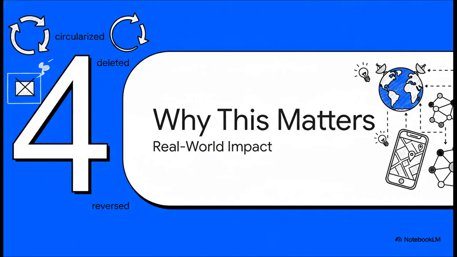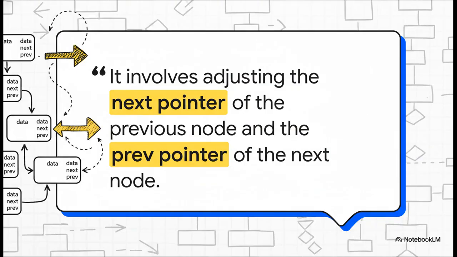So we've reversed lists, we've deleted from them, we've made them into circles. But why? Why does mastering these kinds of abstract operations actually matter in the real world? Let's tie it all together. At the end of the day, it all boils down to this one simple idea: pointer manipulation. Whether you're reversing, deleting, or closing a loop, the fundamental skill is exactly the same. Really understanding how to confidently rewire these connections, that is the key that unlocks so much more in computer science.